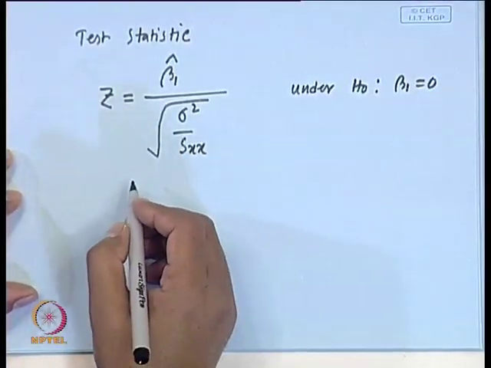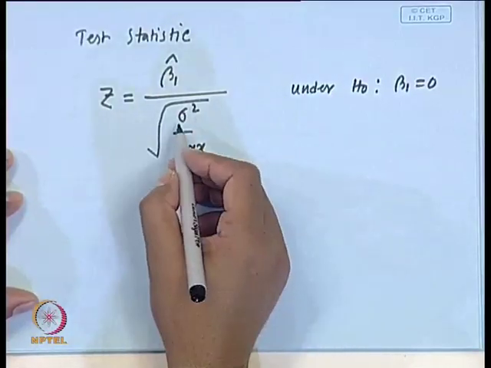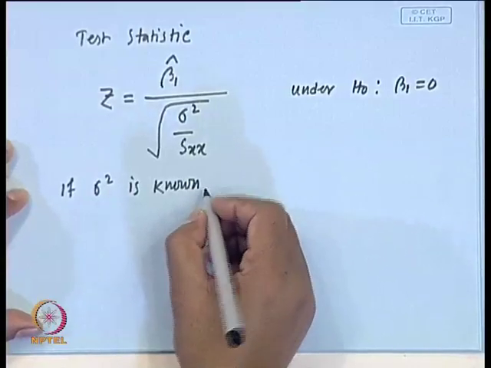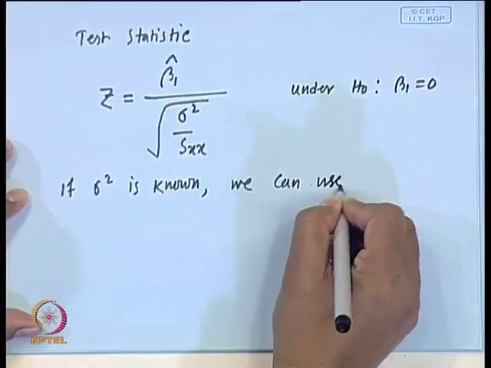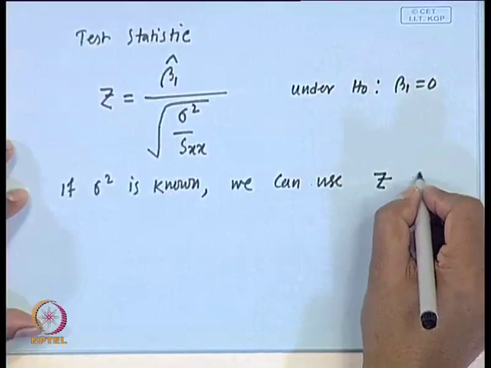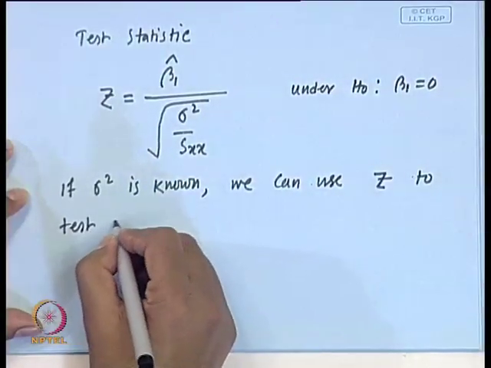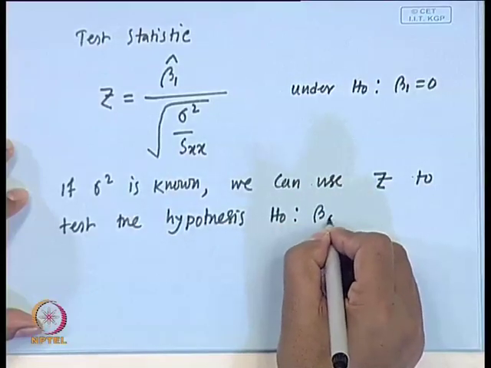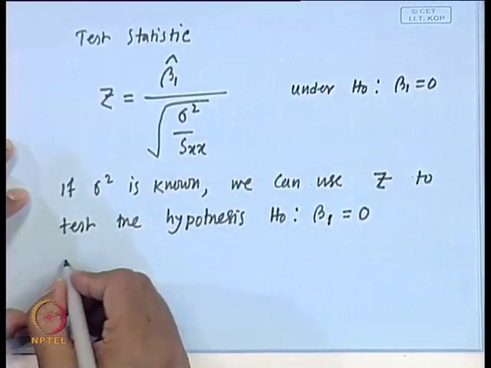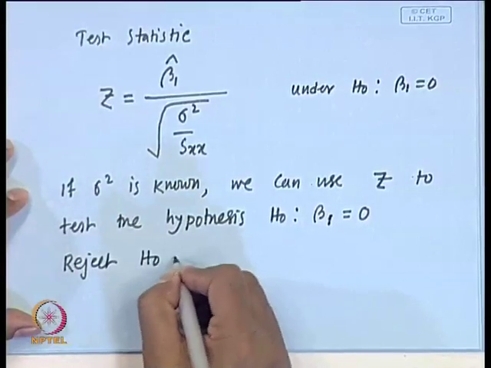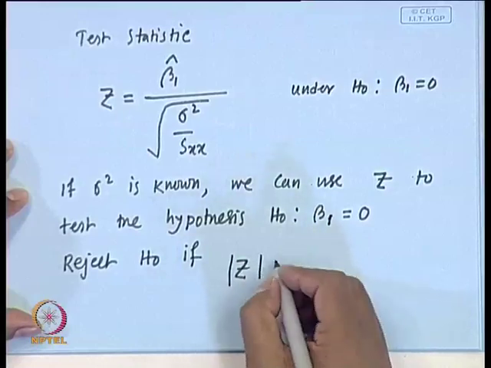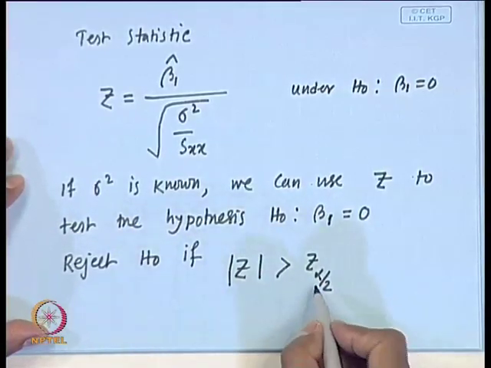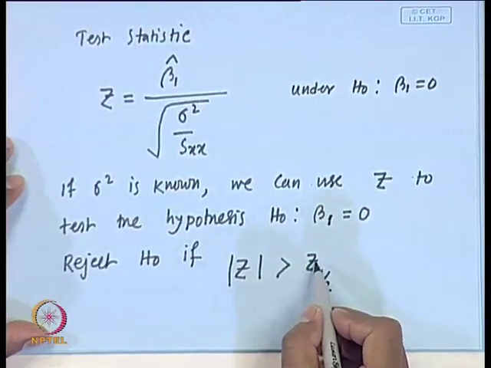Now, usually this variance, I mean sigma square, is not known, the population variance is not known. If sigma square is known, we can use Z to test the hypothesis H naught, beta 1 equal to 0. And we reject H naught if the absolute value of Z is greater than Z alpha by 2. So, we reject the null hypothesis at alpha level of significance if Z is greater than Z alpha by 2.